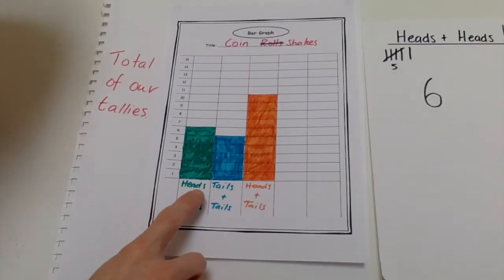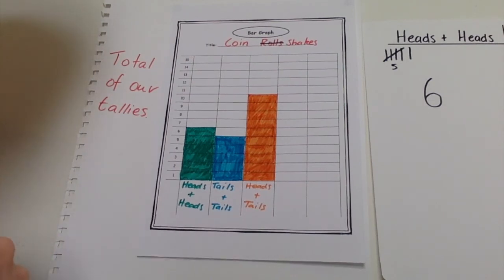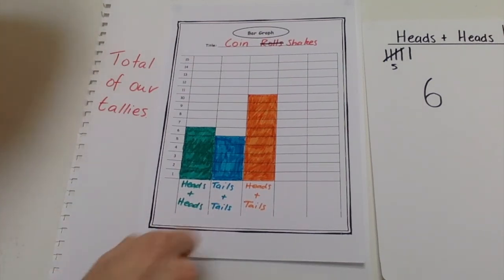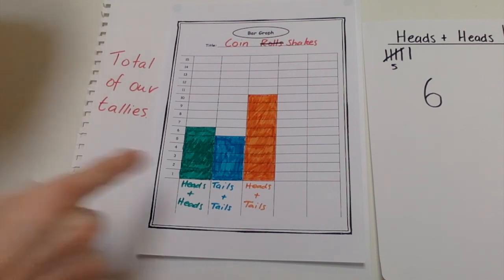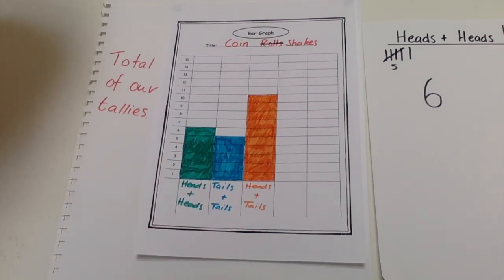Okay? Now ask yourself, which one was the smallest one, or the smallest amount, and which one was the biggest amount? Okay? And can you tell the difference between the biggest and the smallest? Okay, by looking at this graph. Okay. Have fun making your graphs.